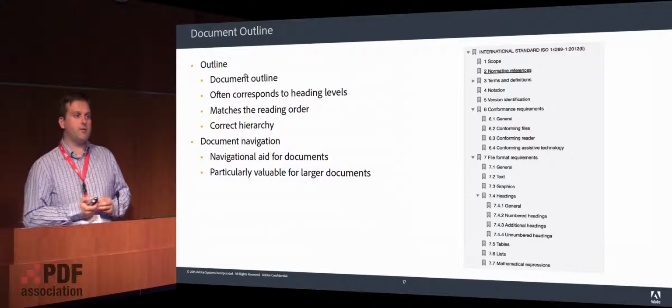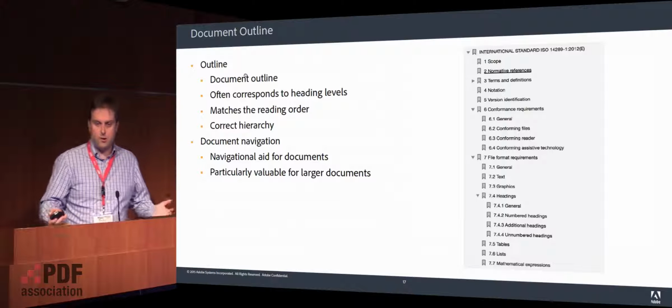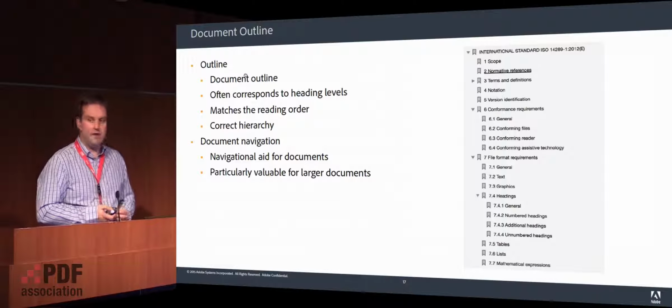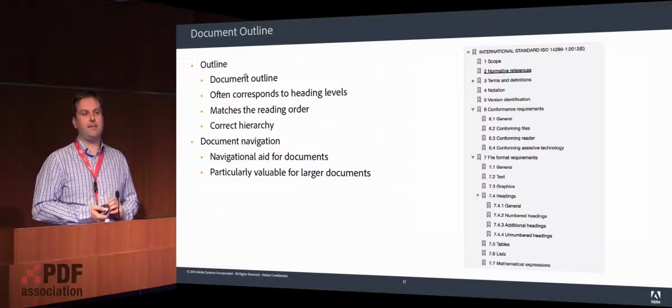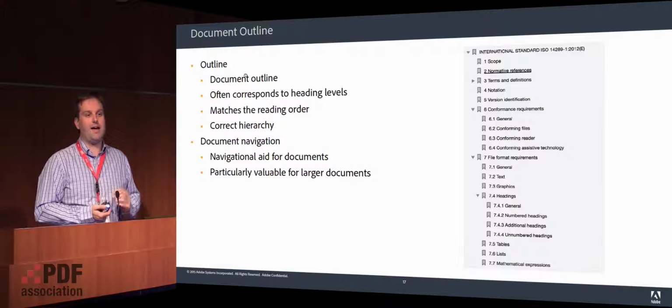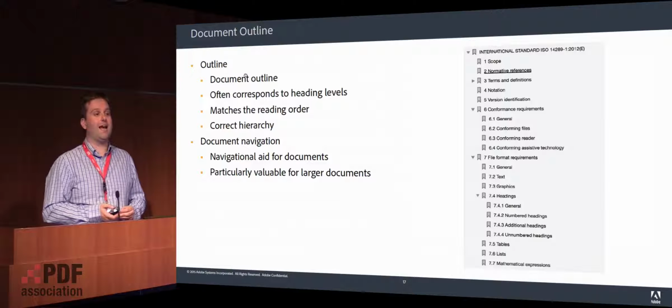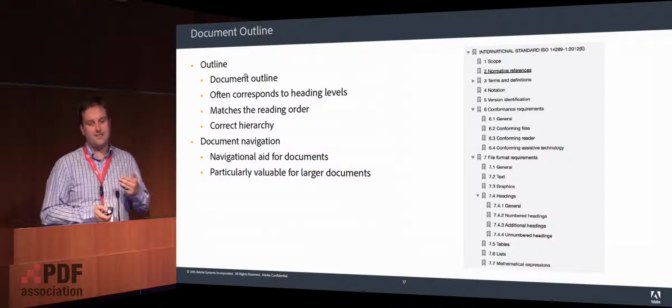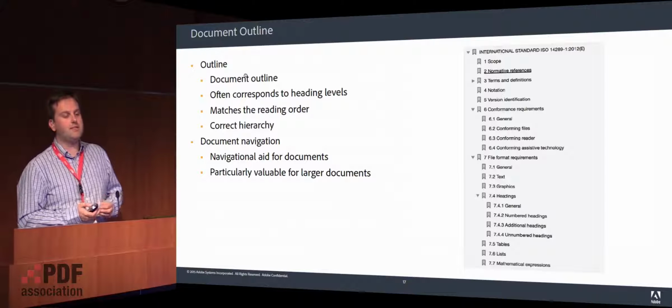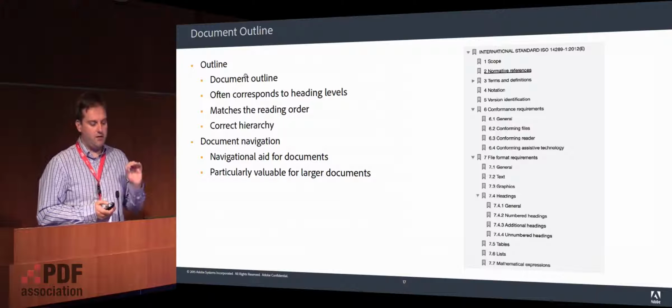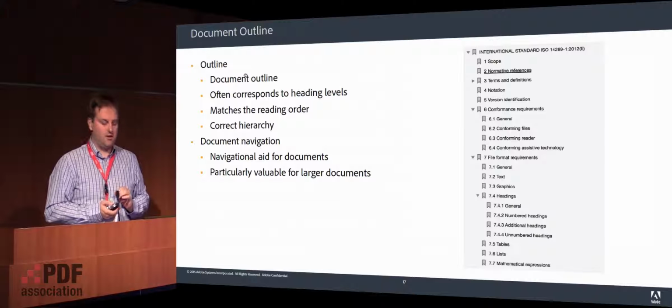So PDF documents can be quite long. They can also be quite short. But it's really important when you're navigating a big document that you provide some higher level navigation. And that's achieved in PDF through a document outline. The outline stands separate from the content and basically describes various items within the content.